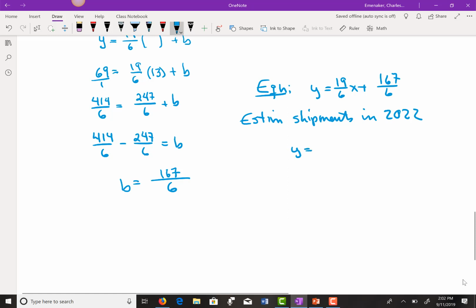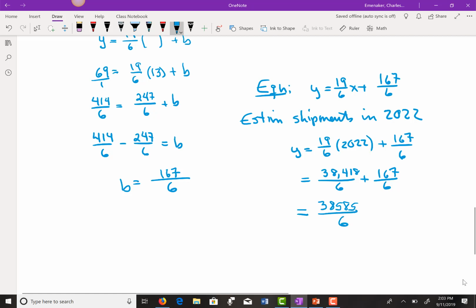Our y value equals 19 over 6. Now we're just experimenting. If we try the 2022 plus the 167 over 6, this is going to give us 19 times 2022 equals 38,418 over 6 plus 167 over 6, which is going to work out to be 38,585 over 6. So if I divide that by 6, that's going to be 6430.83.